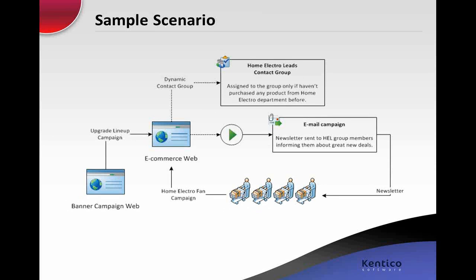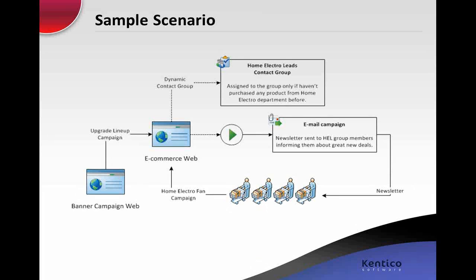And later, after some time, once we gather enough contacts, using segmentation we've been able to separate enough customers within the home electro leads group, and now we want to send them a marketing email message informing them about great offers going on on our website. The email campaign is going to be prepared using the newsletter module, and the email will contain a banner, and the user clicks through to the home electro department page.